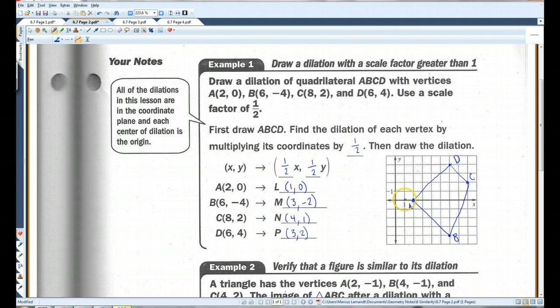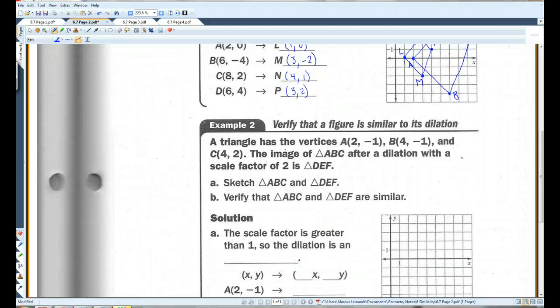Let's graph this. (1, 0) is here. (3, -2) is here. Oop, negative 2, not negative 3. So this is L, this is M. (4, 1): 1, 2, 3, 4, 1. And (3, 2). That's P. Okay? So here is our image.